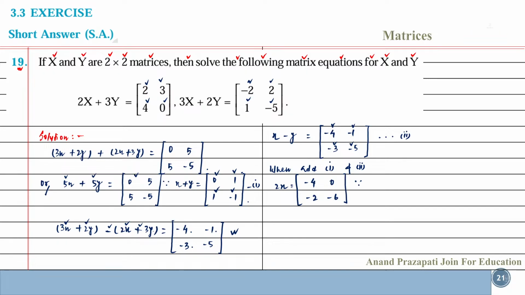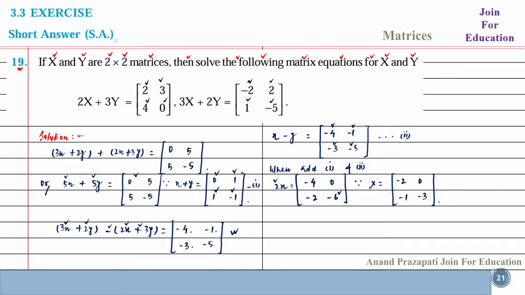Therefore, x equal to each element divided by 2. Then we get minus 4 by 2 equal to minus 2. 0 by 2 equal to 0. Minus 2 by 2 equal to minus 1. Minus 6 by 2 equal to minus 3. So this is the value of x. So hope that there is no problem to understand up to this step.